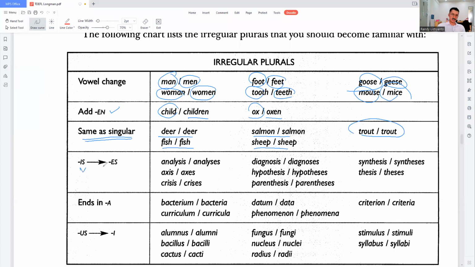Plus -is to -es. Analysis becomes analyses. Axis, crisis, and so on and so forth.